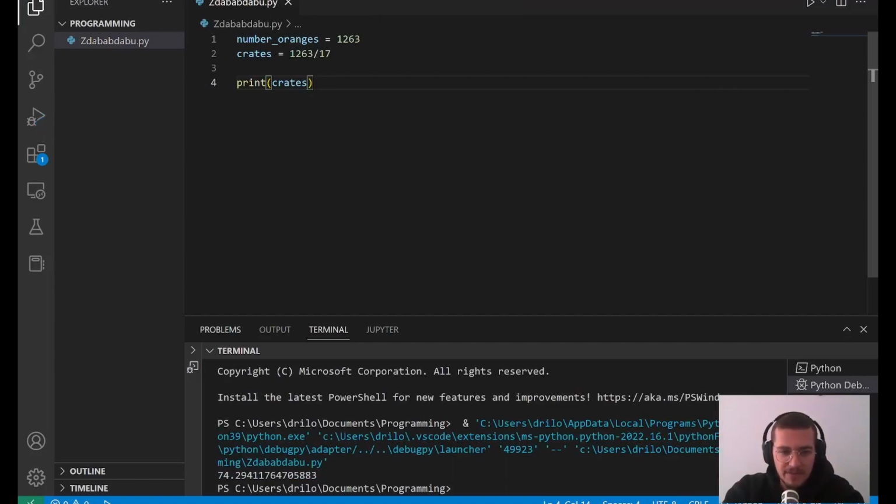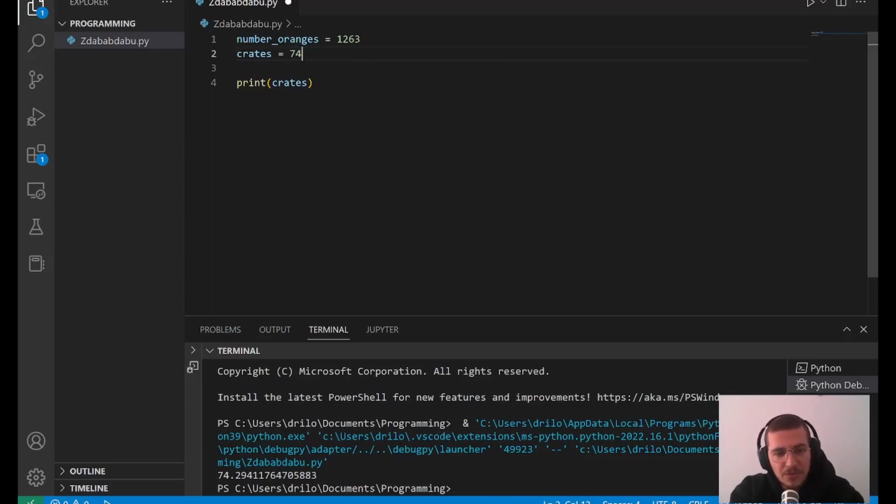Okay, so we have 74.2941176 blah blah blah number of crates, which means that this 0.2941176 blah blah blah is a certain number of individual oranges that has been divided by 17, and we are not sure what that number is. But what we know for sure is that this number of oranges fills up exactly 74 crates. So we can write it down here, crates, only 74.